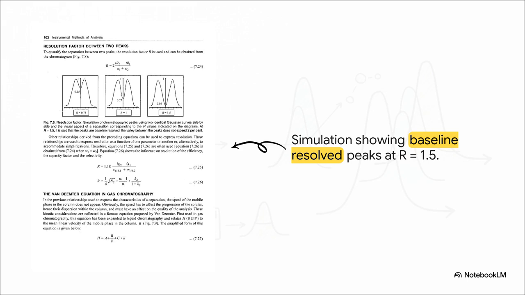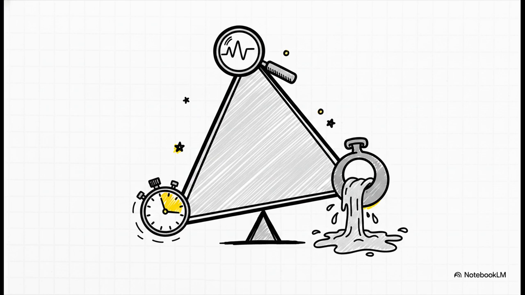At this specific point, the valley between the two chemical peaks dips down so low that it doesn't exceed 2% of the peak height. This means you can clearly, definitively tell you have two completely separate compounds, and you can measure them accurately. But getting to that magic R value of 1.5, yeah, that's a constant tug of war.